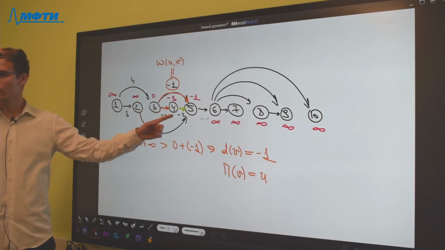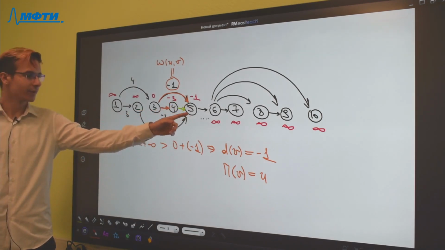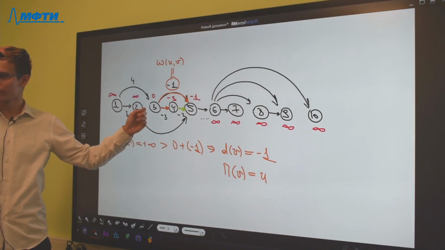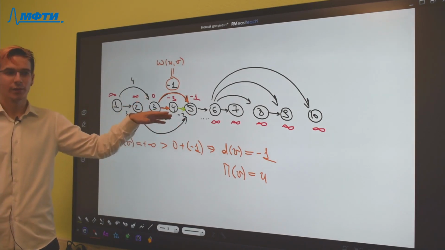It is understandable why we change the distance between the fifth vertex and the third, because we find a new way.